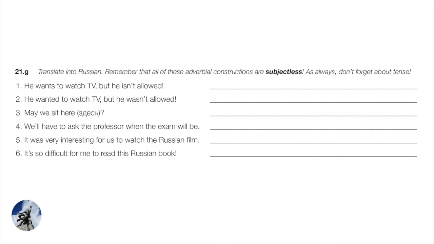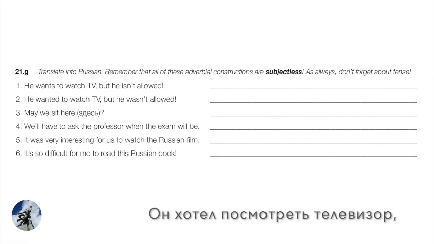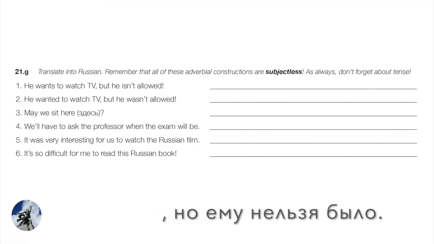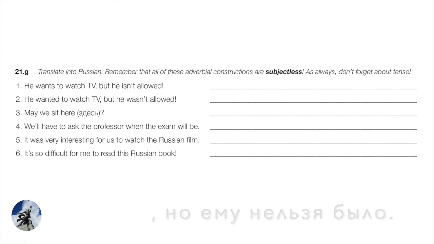Number 2, he wanted to watch TV, but he wasn't allowed. Okay, same thing, but in the past tense. Он хотел смотреть телевизор, но ему нельзя было. Нельзя было ему. Again, we could use multiple word orders there. Нельзя было ему. Ему было нельзя. Again, note the verb было.